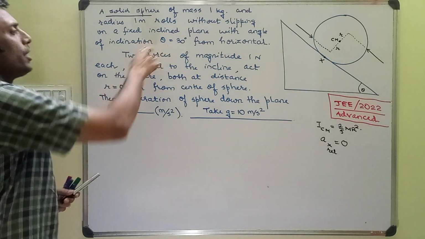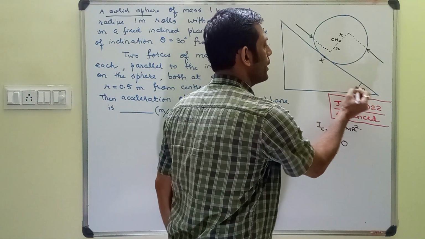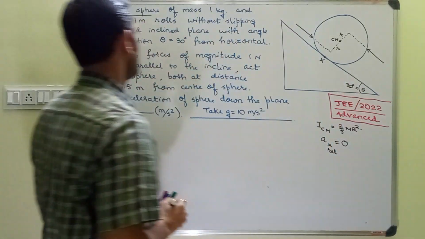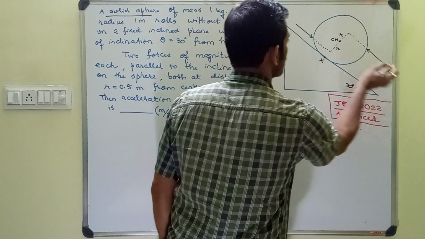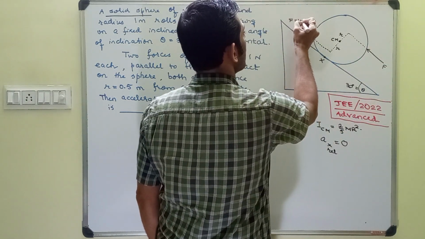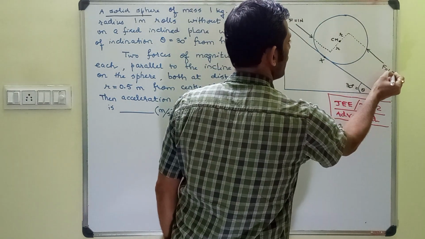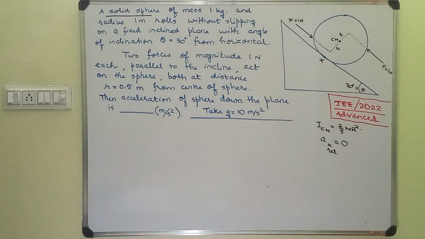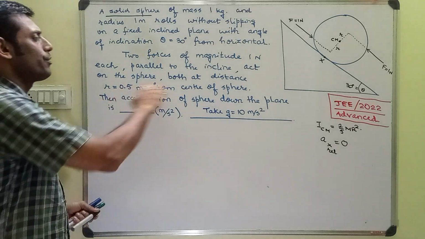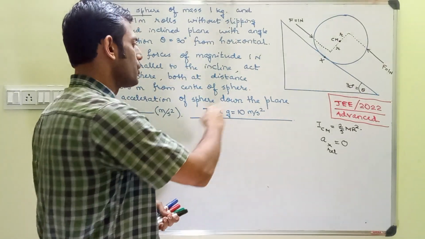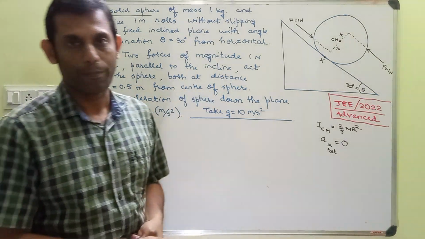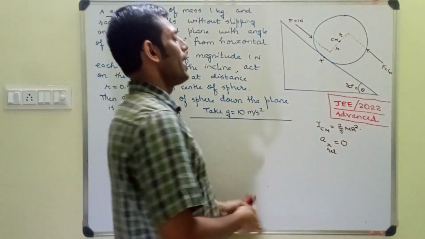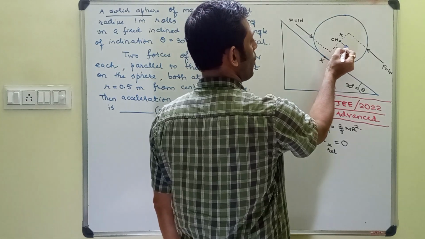On an inclination of angle theta equal to 30 degrees, on a 30-degree incline, two forces of magnitude 1 Newton each act on the sphere, both at a distance of 0.5 meter from the center of the sphere. Taking g equal to 10, find the acceleration of the sphere down the incline. That means you are asking about the acceleration of the center of mass.